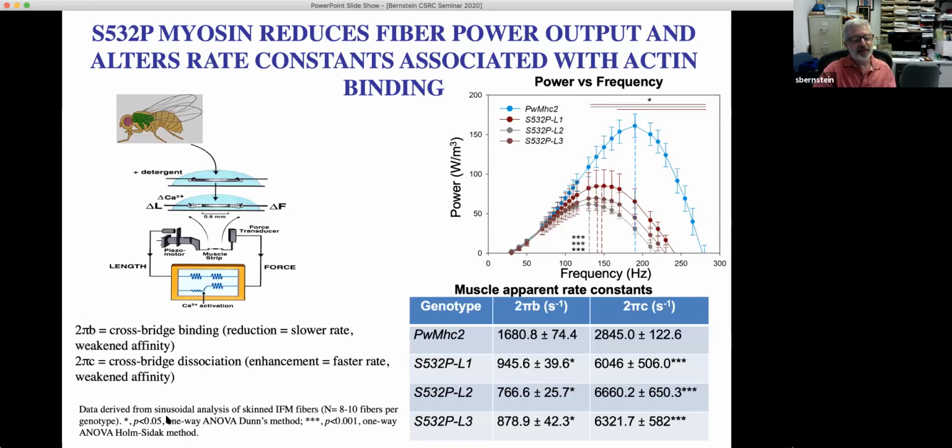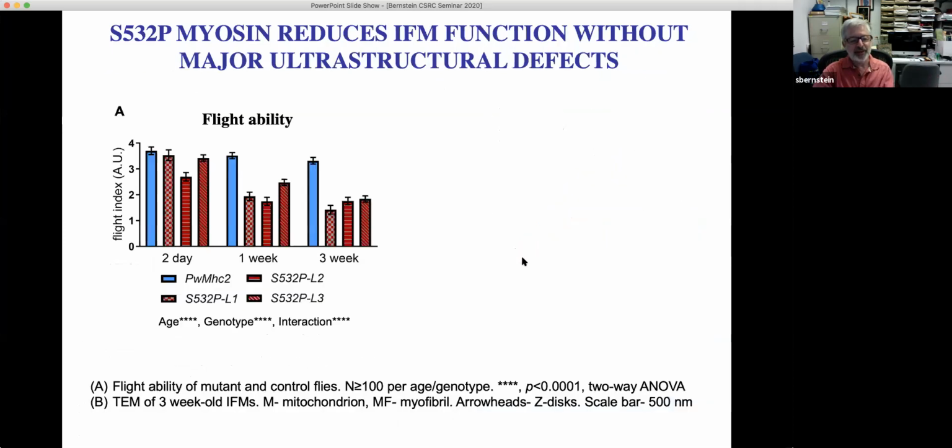Okay, and then for you computational aficionados, a number of parameters were determined from the sinusoidal analysis of pushing and pulling at different frequencies. What was interesting is that it resulted in a slower rate or weakened affinity of actin for myosin, so a reduction in the cross-bridge binding ability, which is the myosin to actin bridge, and an enhancement of the dissociation of the myosin to actin bridge. So that's a faster rate. So basically, weakened affinity between the actin and myosin was shown by this particular assay.